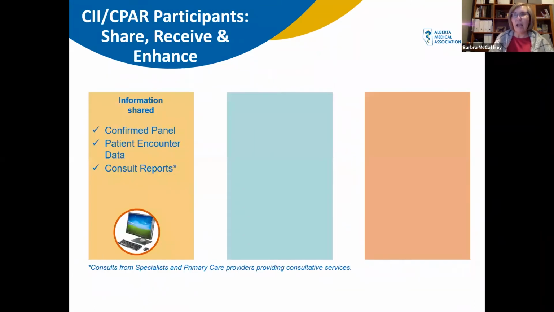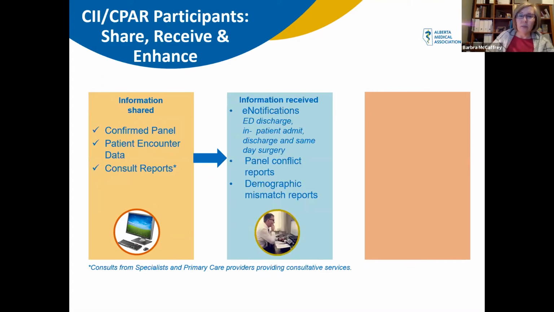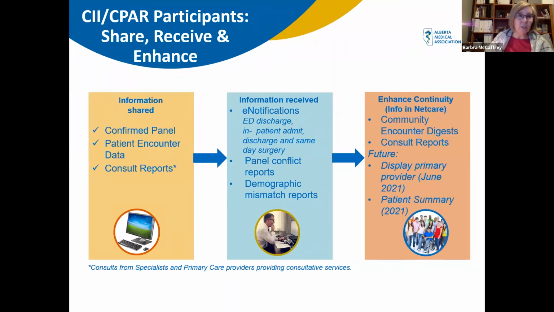Let's take a deeper look at what CII CPAR looks like. At the clinic level, there are 3 types of information that is shared: the confirmed panel, patient encounter data, and consult reports. What the clinic receives and returns are e-notifications when one of their CPAR paneled patients has an emergency department discharge, hospital admission, hospital discharge, or day surgery. They also receive reports from CPAR itself, panel conflict reports, and demographic mismatch reports. The most useful is when they're informed when a patient is deceased.